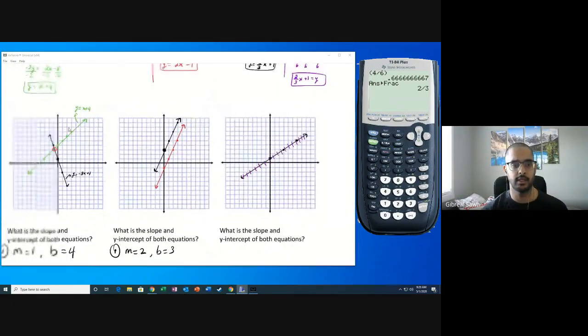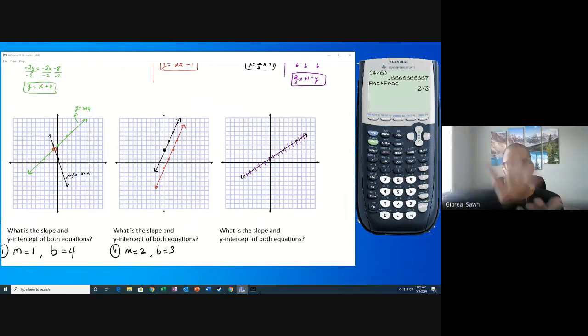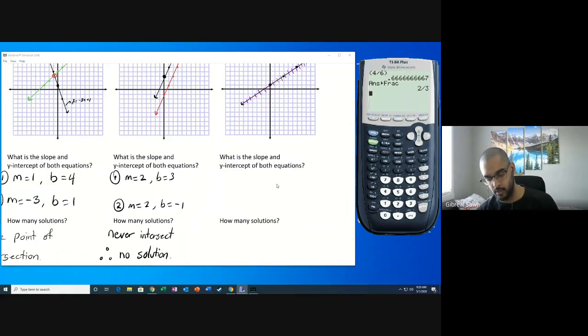So originally I had 2 lines that crossed once. I had 2 lines for the second scenario that crossed never. This third one, I actually have 2 lines stacked on top of each other. So no matter what point I pick on the black line, it'll be the same point on the purple line. Well, that's kind of interesting. So my slope for both is 2/3. My y-intercept for both was 1.